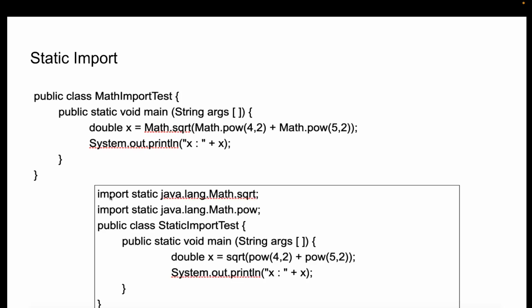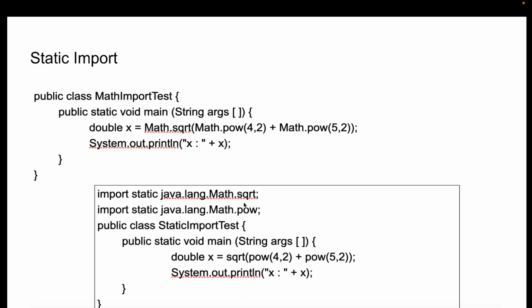You can also use something like this. If you import this at the top, import static java.lang.math.sqrt. Once you have done that, you don't need to even write this math.sqrt again. See in this main method, double x is equal to sqrt. They are not again writing that method.sqrt because we have done this static import already.